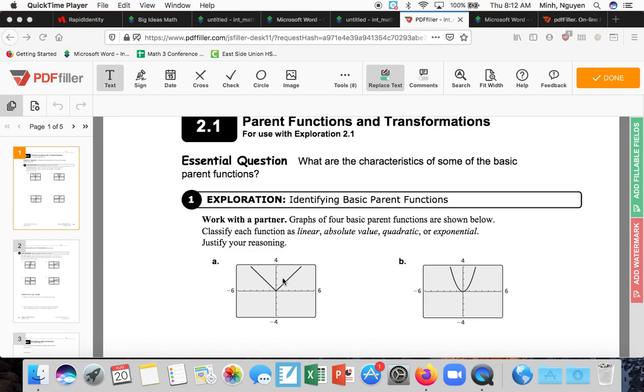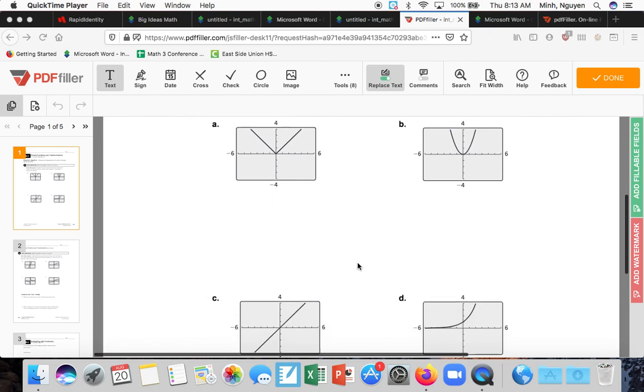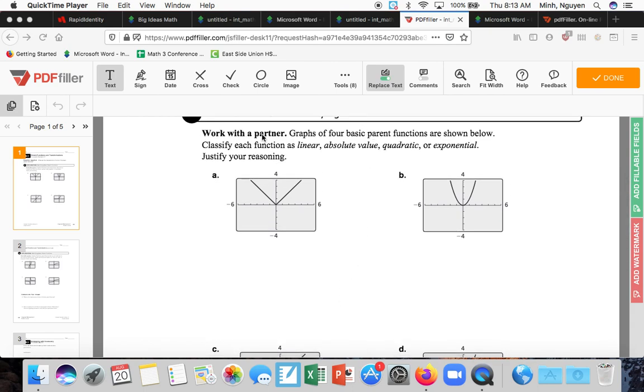Justify your reasoning. I'm not sure what you know best, but I would just go in whatever order you are most familiar with, right? So for instance, these are the 4 graphs. I think linear should be the most memorable because it's just a line, right? So we can go ahead and go from linear, boom.